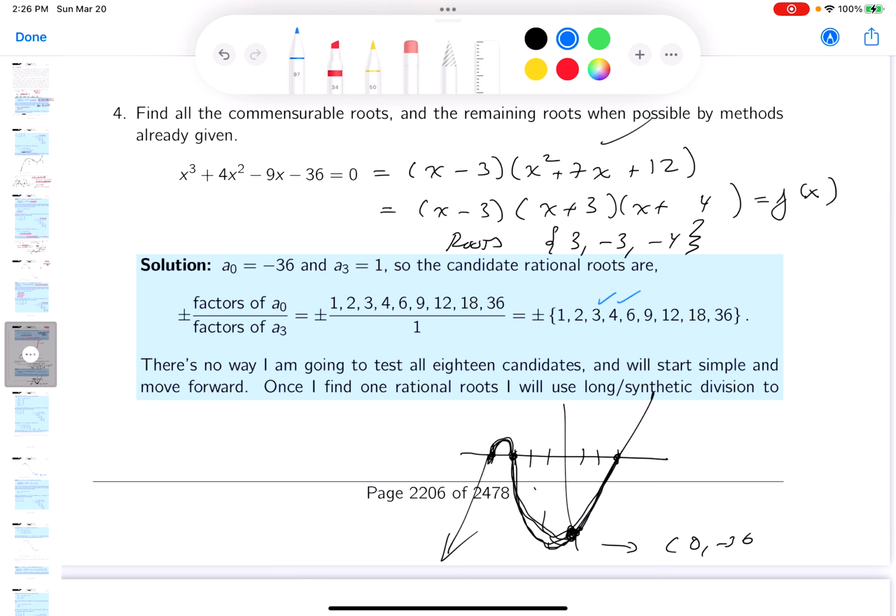Are the other ones in the list? Of course they are, but these are the only two that work. It would be 3, minus 3, and minus 4. There's 3 solutions to the problem.